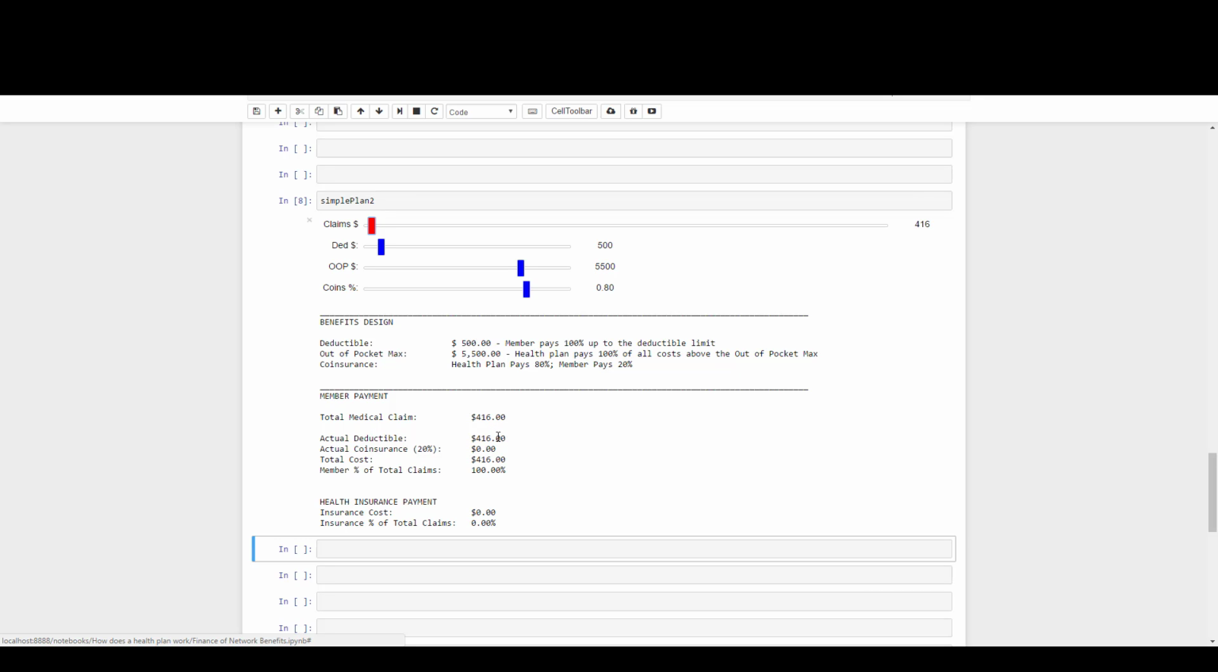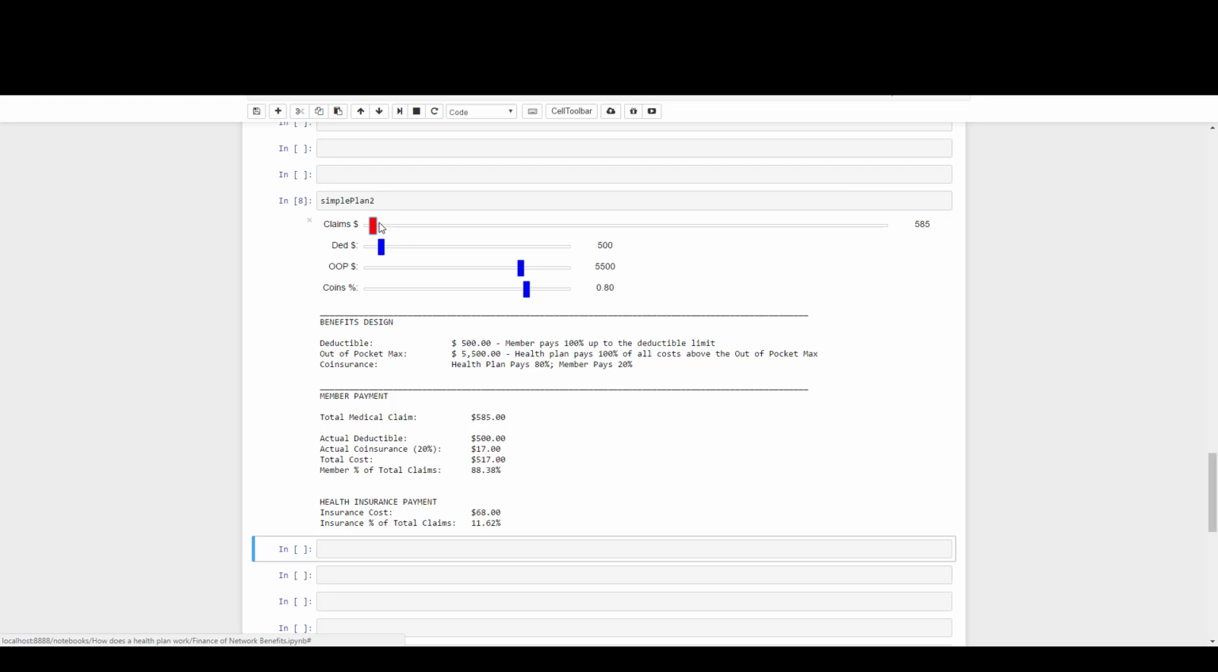In this scenario, I've got $416, and all of it went to my deductible, because I've got a $500 deductible. None went to my co-insurance, because our expenses did not exceed the deductible. My total cost here would be the deductible plus the co-insurance. And for me, the member, I paid 100%. The insurance plan paid nothing.